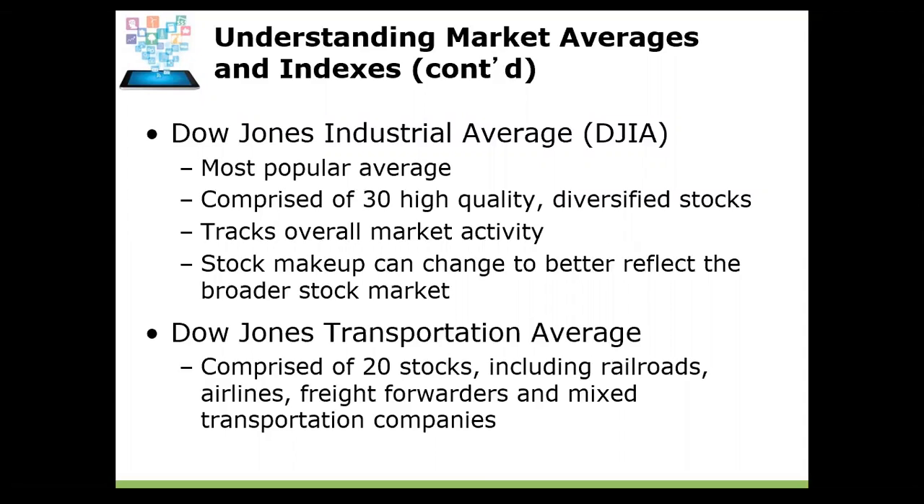It just says, look, it's 30 of the most high quality diversified stocks that are out there. It's the most popular index for those 30 stocks. And depending on how those 30 stocks do in the aggregate, that's how the Dow does. So if the Dow goes up, it means that on average, those 30 stocks went up. If the Dow goes down, it means on average that those 30 stocks went down.